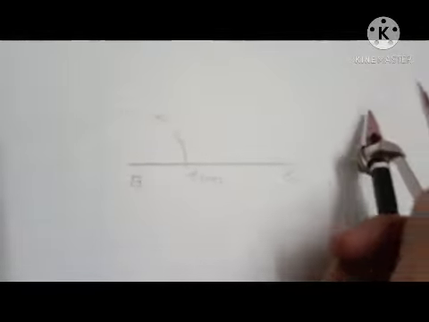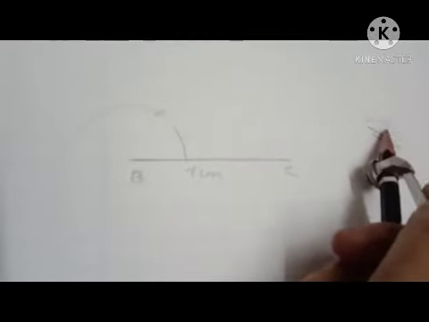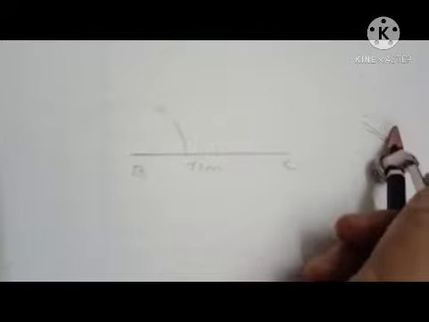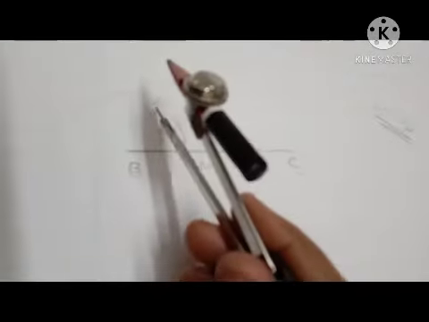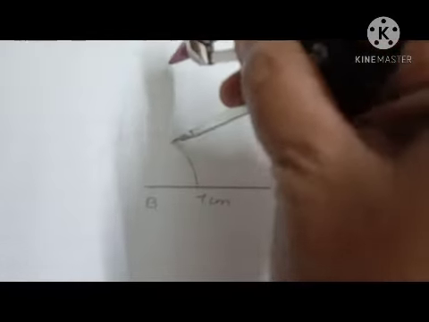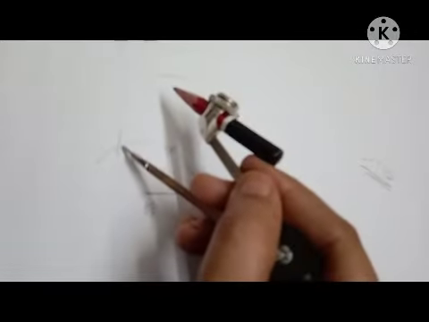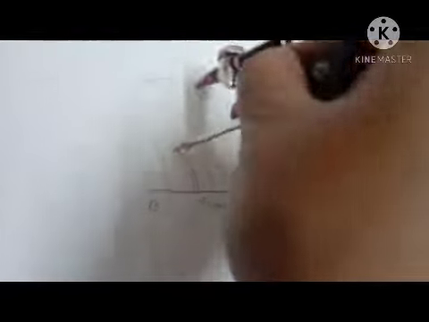75 means what? 60 plus 15. So we have to get 15. For getting 15, we have to draw again 60. Then we have to draw the angle bisector of this second 60 degree angle. With the same measure we have to draw the arc from these two intersecting points.